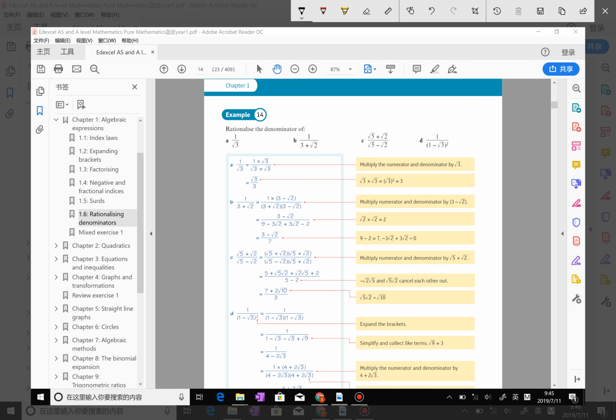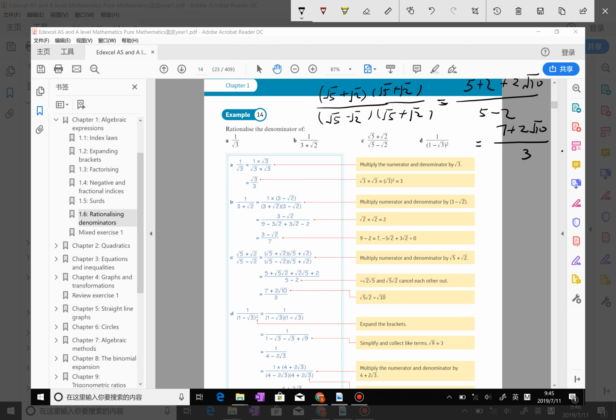Okay, alright, so let's look at C. In order to make the denominator a rational number, we can multiply by square root 5 plus square root 2. So how do we do this? We multiply by square root 5 plus square root 2. In the denominator, that's going to be 5 minus 2. In the numerator, that's going to be 5 plus 2 plus 2 square root 10. So the final answer should be 7 plus 2 square root 10 over 3.